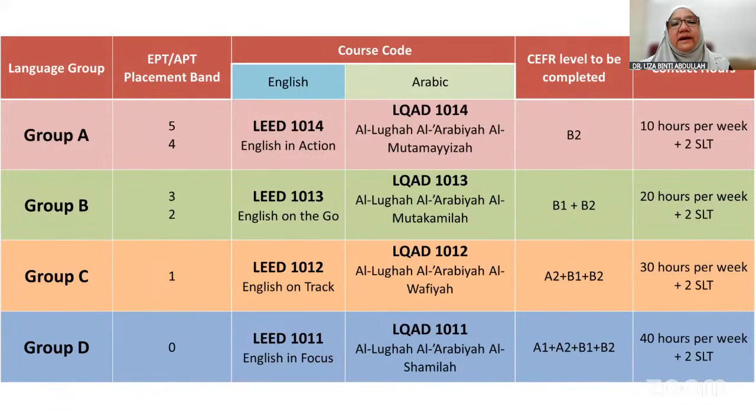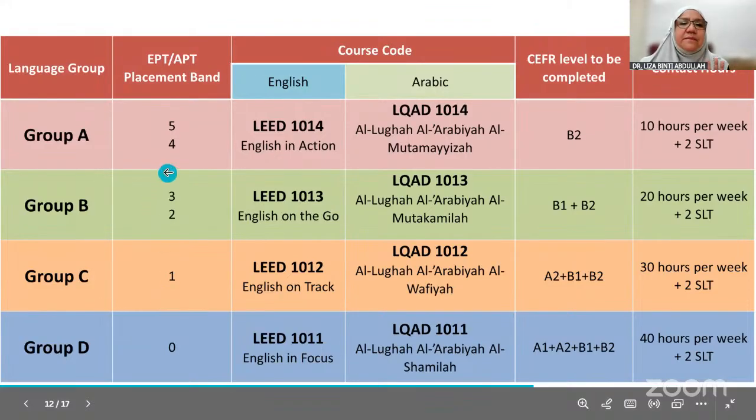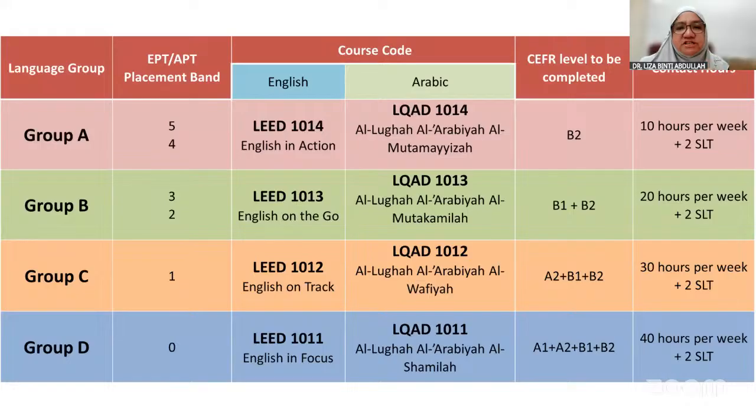So why are you in these groups? Let's say we have English and Arabic here. It is because of the bands you obtained. When you took the EPT, English Proficiency Test, or the APT, Arabic Proficiency Test, if you got band 4 and 5, you are placed in this group: for English, LEED 1014, and Arabic, LQAD 1014. The same goes for group B. If you got band 2 and band 3, these are the courses that you have to take.